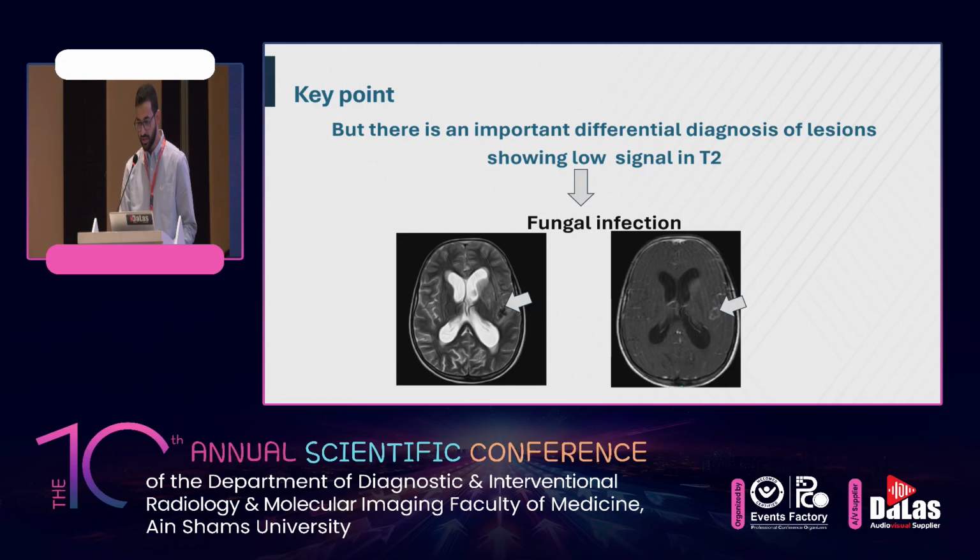In context of CNS infection, there is an important differential diagnosis of lesions showing low signal in T2, which is fungal infection. Like this case, with similar appearance, the low T2 signal and peripheral enhancement, it was diagnosed as fungal. Note the low T2 signal and peripheral enhancement, as we said. In practice, we commonly suggest both TB and fungal as differential diagnosis.